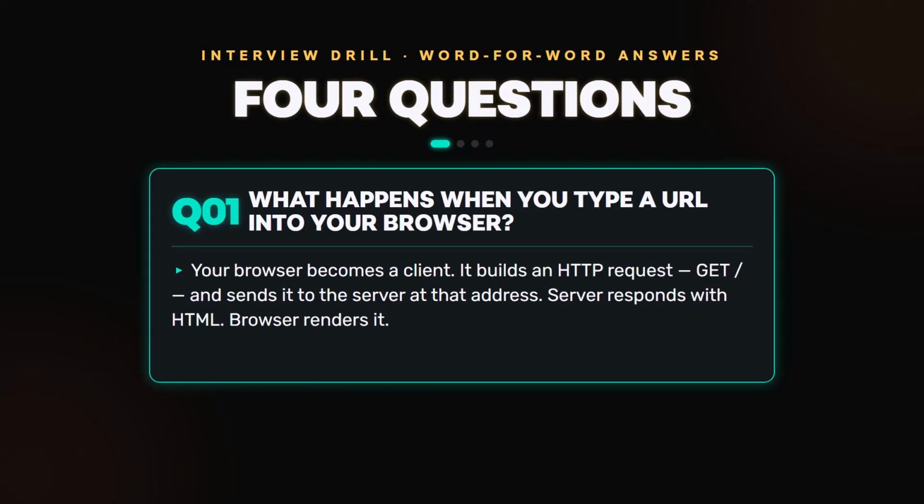Question 1. What happens when you type a URL into your browser? The browser becomes a client. It sends an HTTP GET request to the server at that URL. The server reads the request, fetches the page, maybe from a database, and sends back a response: HTML, status code, headers. The browser renders the HTML, that's it.